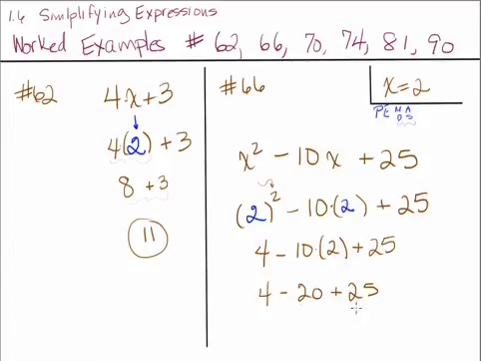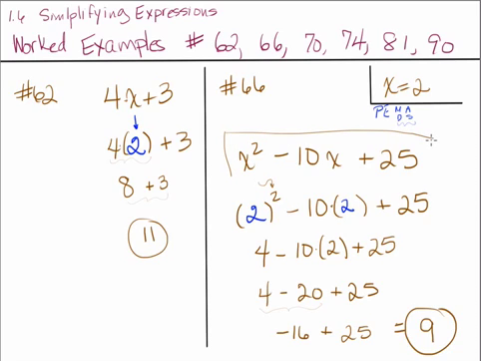All I have left now is addition and subtraction. So going from left to right, 4 minus 20 is negative 16, and negative 16 plus 25 is 9. This is my final answer. The value of the expression x squared minus 10x plus 25 when x is 2 is 9.